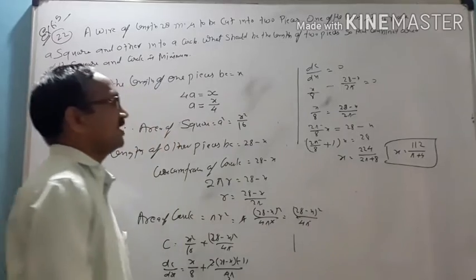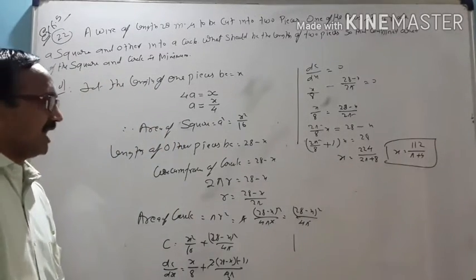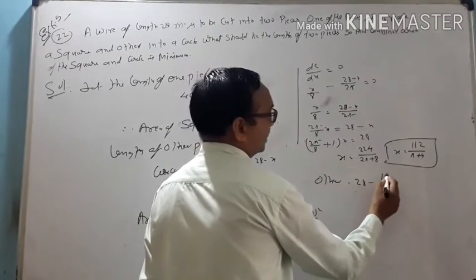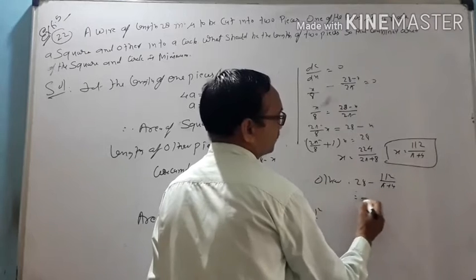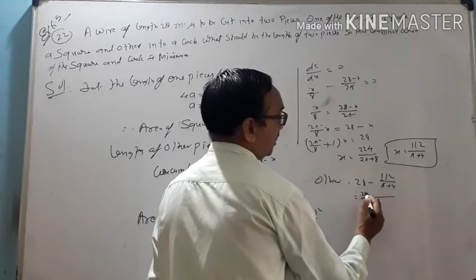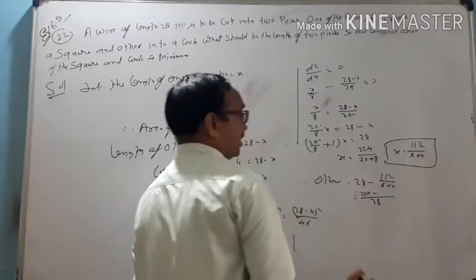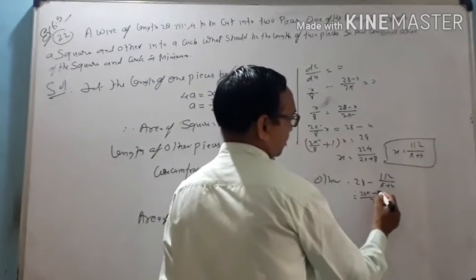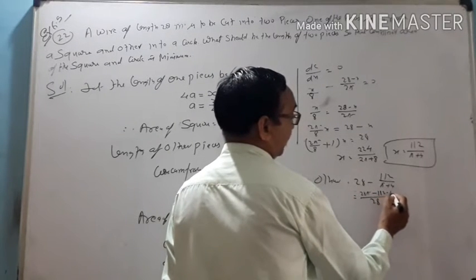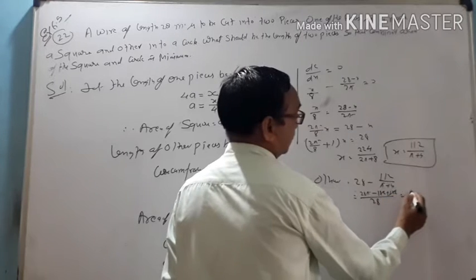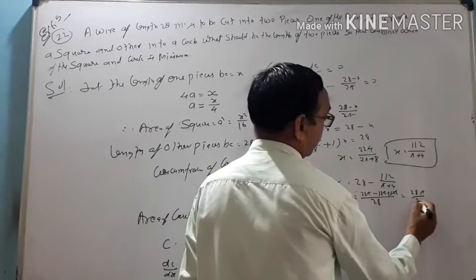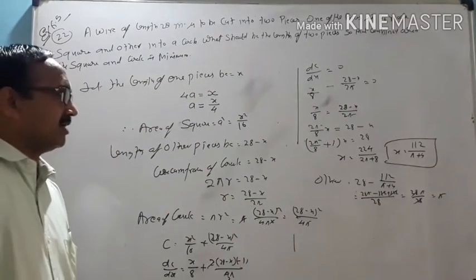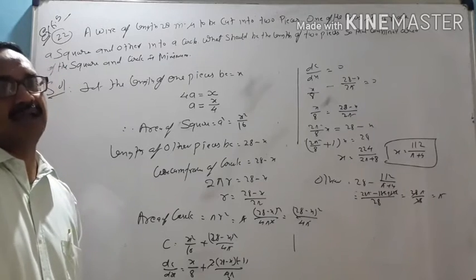So this is the length of one piece. Then the other piece is 28 minus 112 upon pi plus 4. Taking LCM, 28 pi plus 112 minus 112, the 112 cancels. So 28 pi upon pi plus 4 is... the other piece is pi meters. So the length of one piece is 112 upon pi plus 4, and the other piece is pi meters.